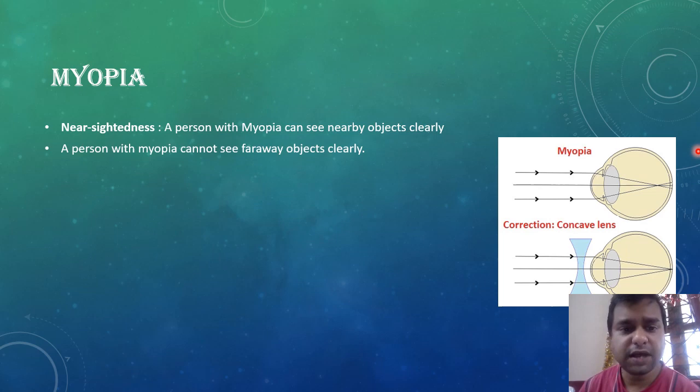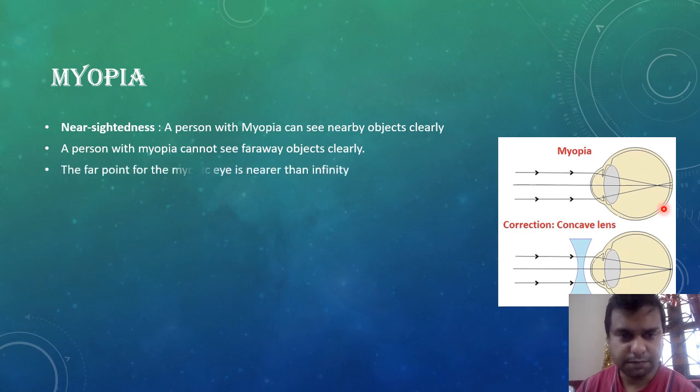So this is what happens with myopia. The defect can be seen over here. The image is formed very early, before hitting the retina, and that's why you can see objects which are nearby. The far away images are not formed properly. So the far point of the myopic eye is nearer than infinity. We said the far point of the eye is the farthest point at which we can see an object distinctly. For a normal eye, it is infinity. But for a person suffering from myopia, the image is formed nearer than infinity.